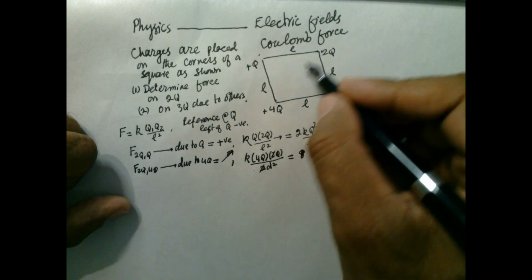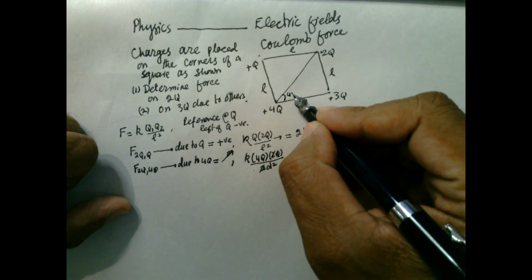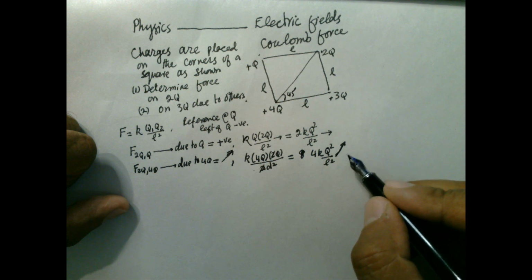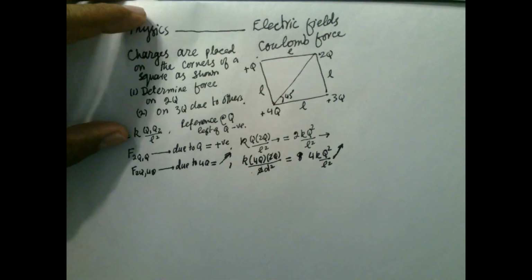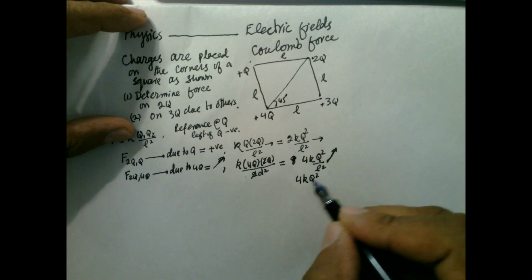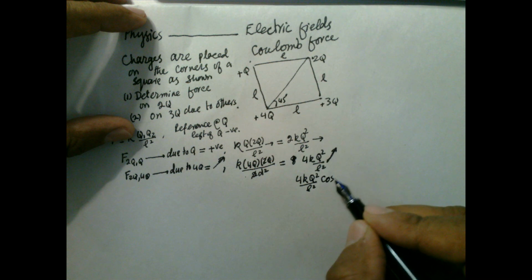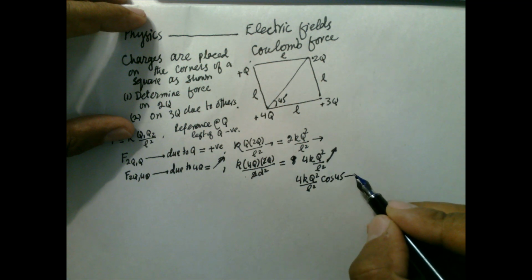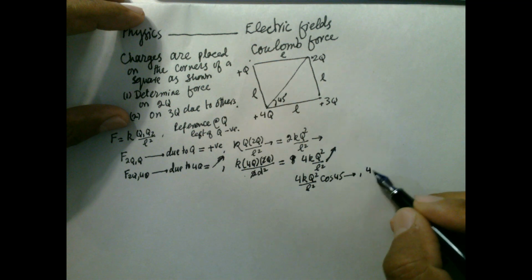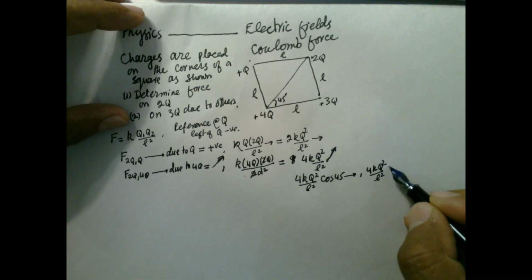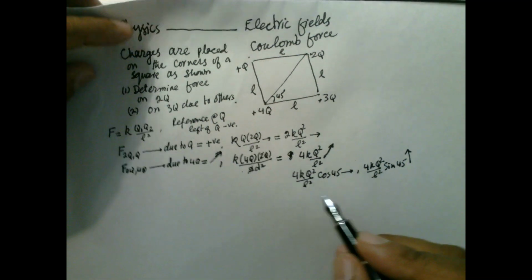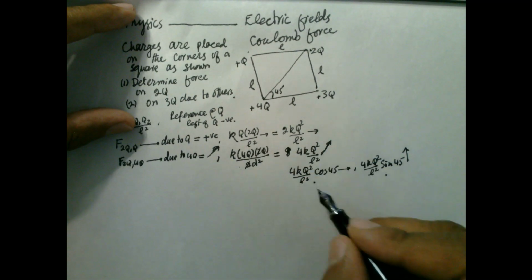So this angle is 45 degrees because these two sides are the same. The angle is 45 and it will have two components. So this will be 4KQ square over L square cos of 45, toward the x-axis, and on the y-axis, 4KQ square over L square sine of 45. This is the X component, this is the Y component, this is the X component.